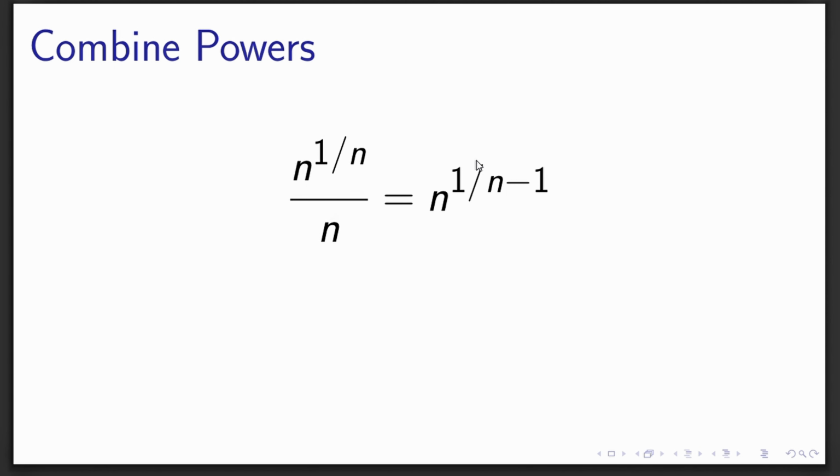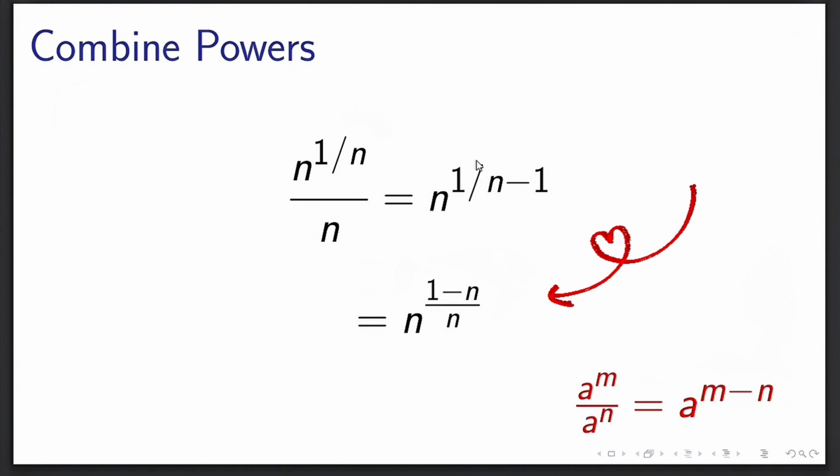Now we can further simplify the powers that we have. When we simplify, we are going to get n to the power (1 - n) over n. This means this is the expression that we have.